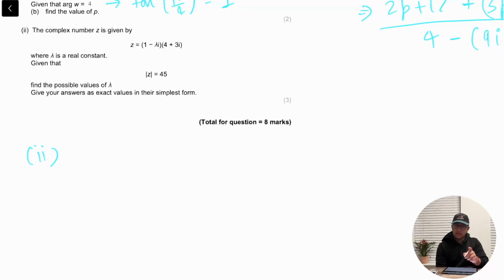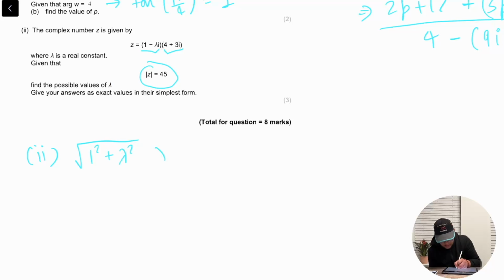Cool. So the cool thing is that when you multiply two complex numbers, remember each can be written in the form r e to the i theta. So imagine that both these complex numbers were written in this form. The modulus of the result will be nothing but the modulus of this one multiplied by the modulus of this one, right? So we can use that fact to say that the modulus of z is just going to be the product of the modulus of the first one, which is root of 1 squared plus lambda squared, times the modulus of the second one, which is root of 4 squared plus 3 squared, equals 45, right?